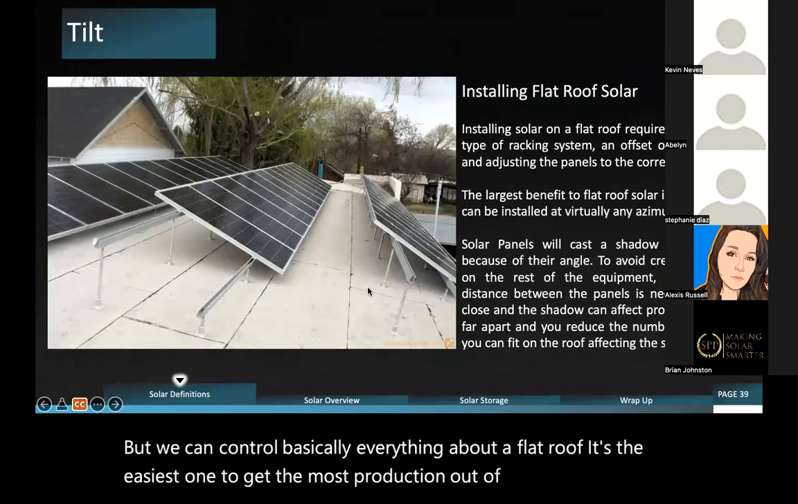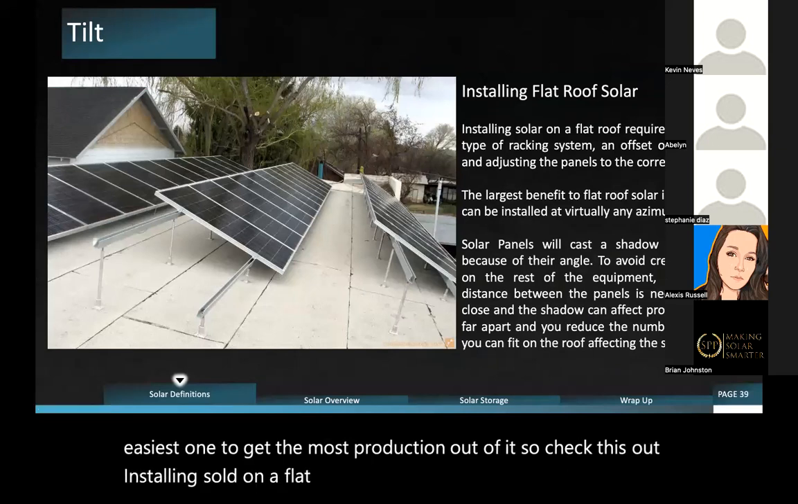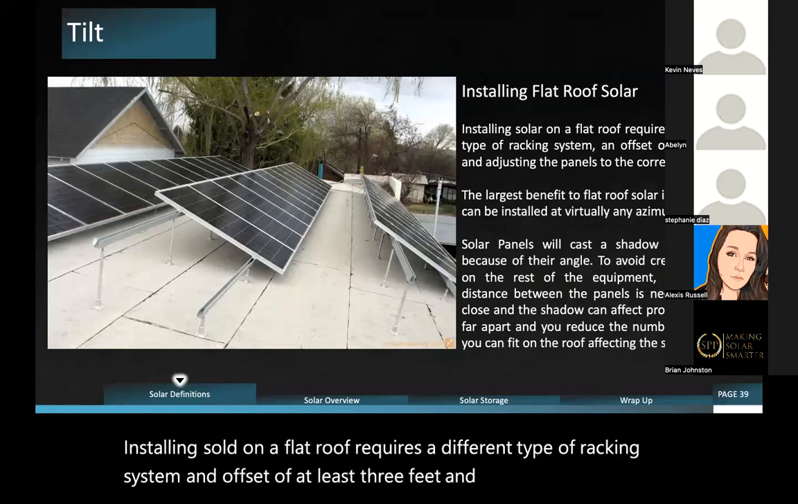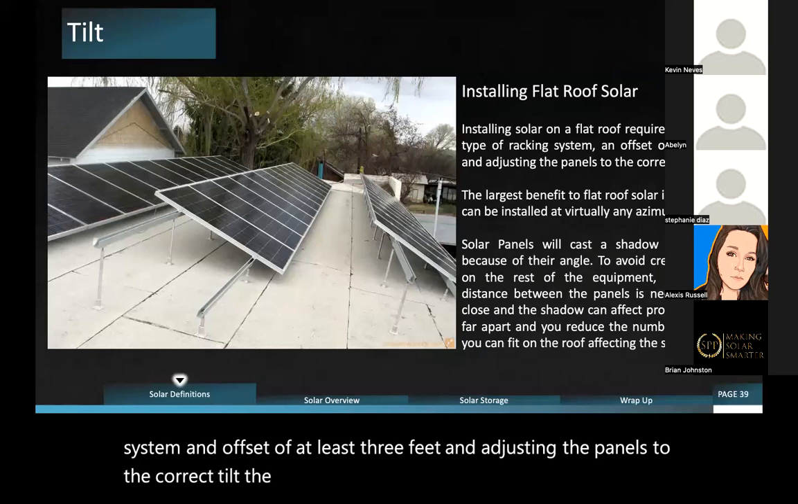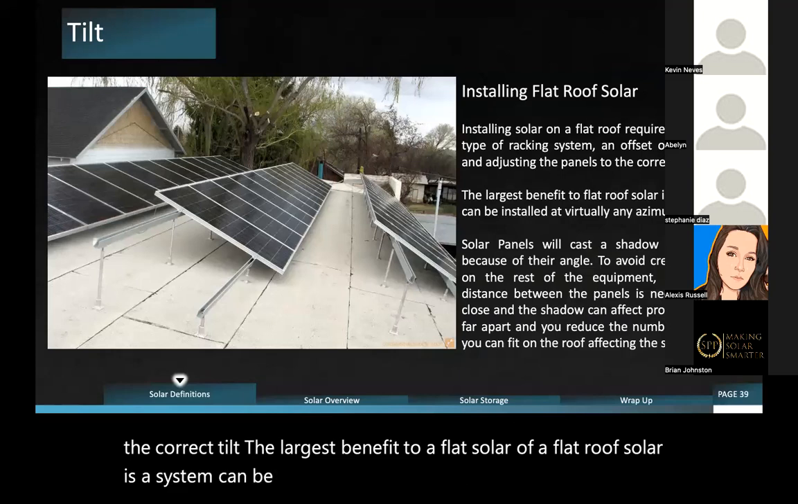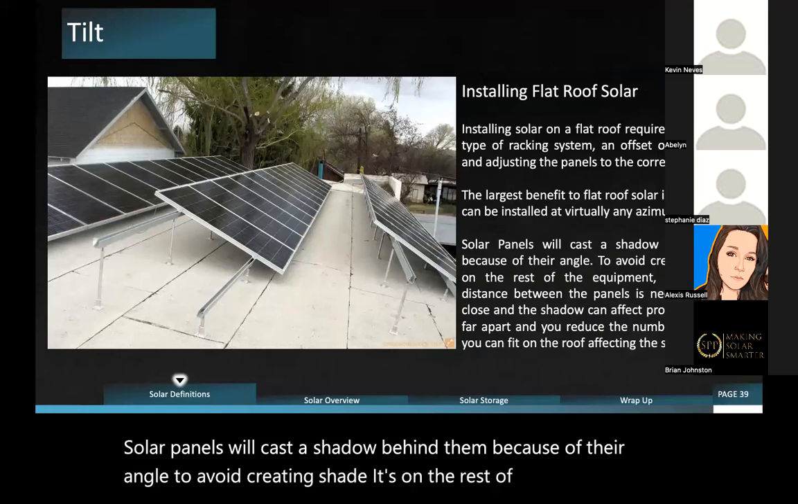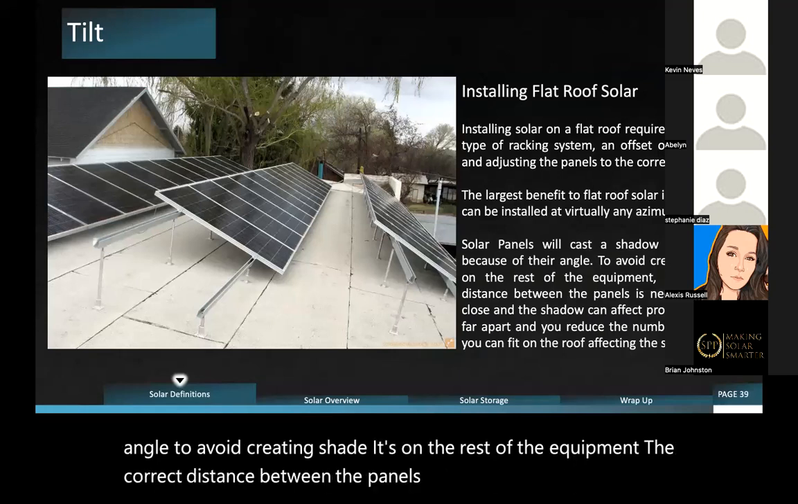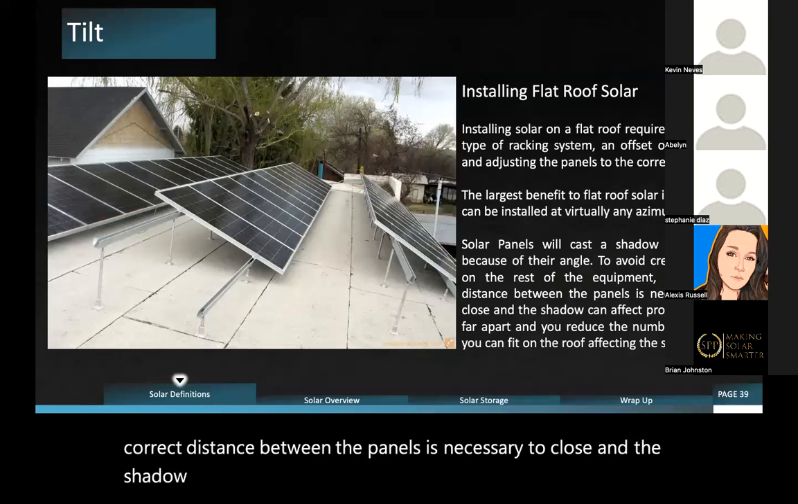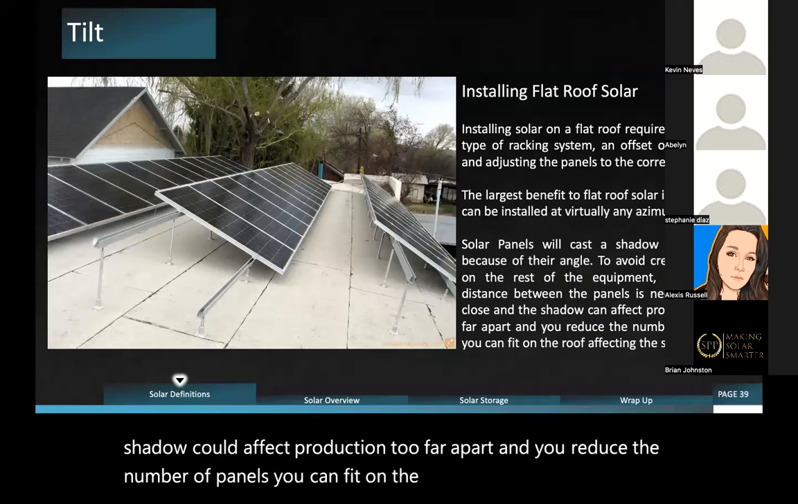So check this out. Installing solar on a flat roof requires a different type of racking system, an offset of at least 3 feet, and adjusting the panels to the correct tilt. The largest benefit of flat roof solar is the system can be installed in virtually any azimuth with any tilt. Solar panels will cast a shadow behind them because of their angle. To avoid creating shade on the rest of the equipment, the correct distance between the panels is necessary. Too close and the shadow could affect production. Too far apart and you reduce the number of panels you can fit on the roof, affecting the system's size.